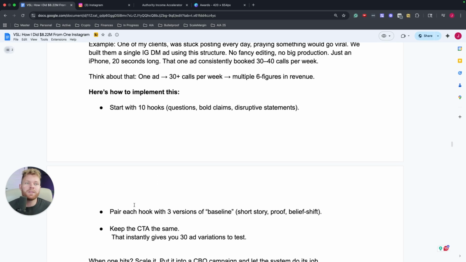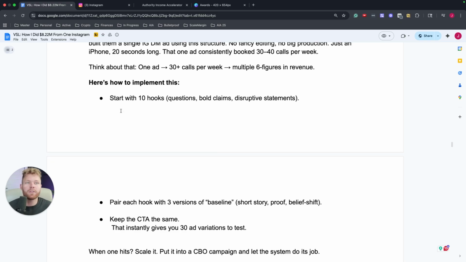So here's how to implement this, if you're following along still. Start with 10 hooks: questions, bold claims, disruptive statements, call outs, whatever it might be. And then pair each hook with 3 versions of your baseline: a short story, proof, belief shift, whatever it might be, right? And then you just keep the CTA the same. You can always have the same CTA. So this is an easy way if you want to do the video side of stuff.